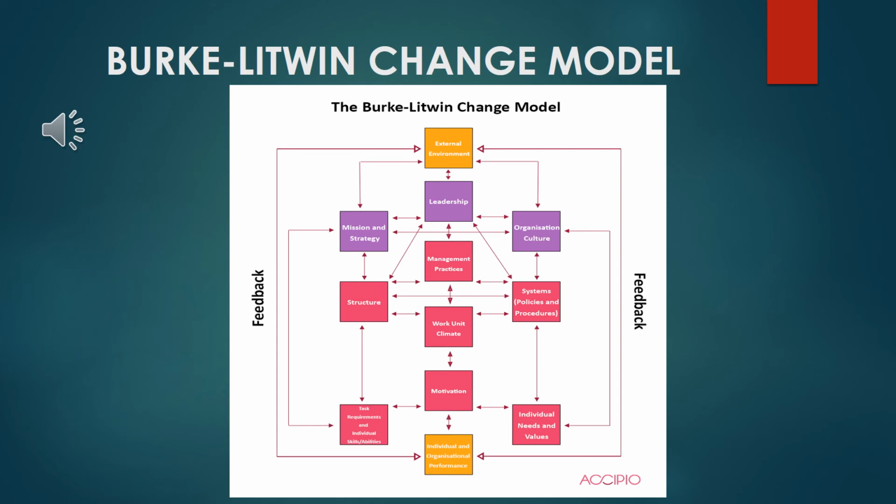What kind of leaders do we have? What are our management practices? What kind of culture do we have in that organization? And does the mission and strategy align with that culture? Then we focused on structure, systems, and policies, the work unit climate, motivation of our workforce, and individual and organizational performance.